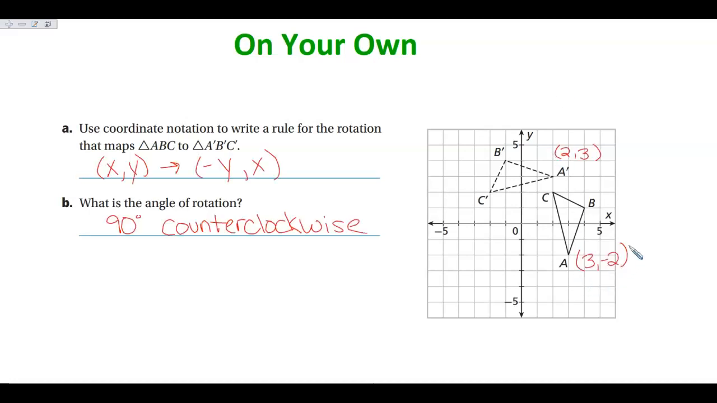All right, so if we look, point A has the coordinates of 3, -2. A prime has the coordinates of 2, 3. So what did I do from A to get to A prime? Well, my 2 is in the back, and I brought it to the front, and I changed the sign. So that's a -y. And then I just moved my x value to the back. So this is my rule: (-y, x). And that is a rotation of 90 degrees counterclockwise.